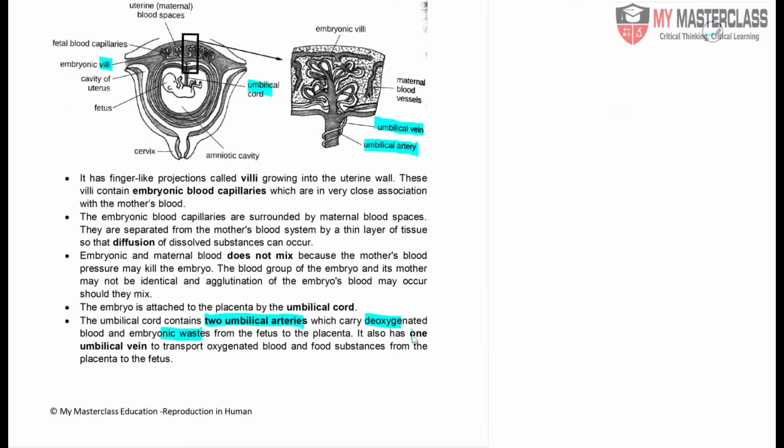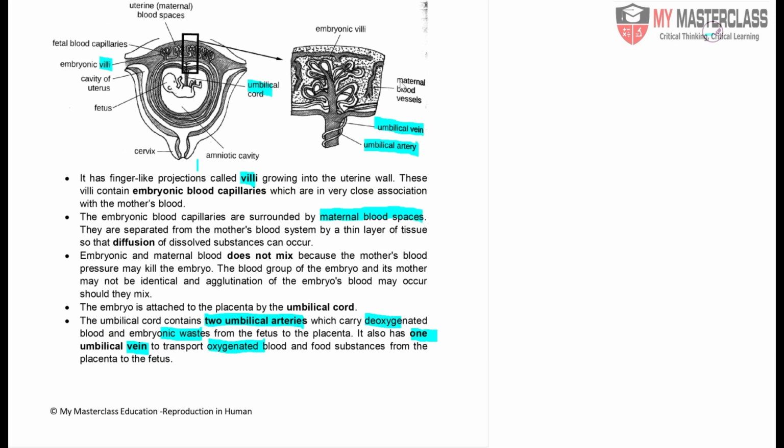It also has one umbilical vein. The purpose of this umbilical vein is to transport oxygenated blood and food substances from the placenta to the fetus itself. All this is made possible because the embryonic component has villi, which increase the surface area to volume ratio. It also contains blood spaces.